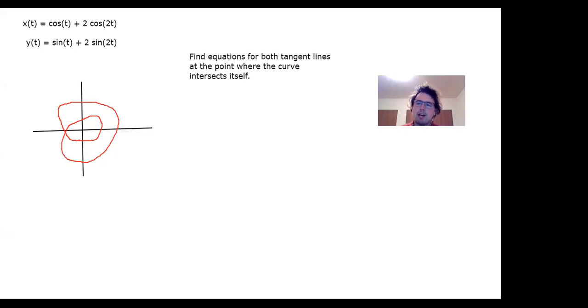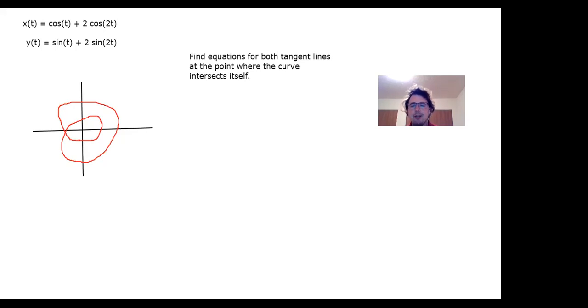I want to take a deep dive on one of the problems for the homework we just had. Here I've got a parametric equation. My x-coordinate function is that x of t equals cosine of t plus twice the cosine of 2t. And then my y function, y of t, equals the sine of t plus twice the sine of 2t.